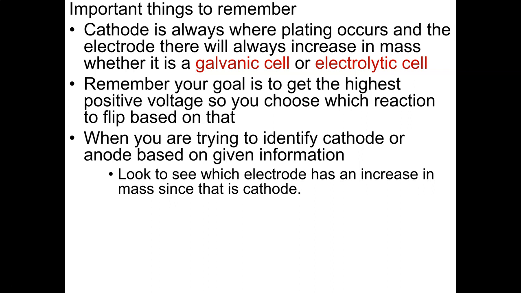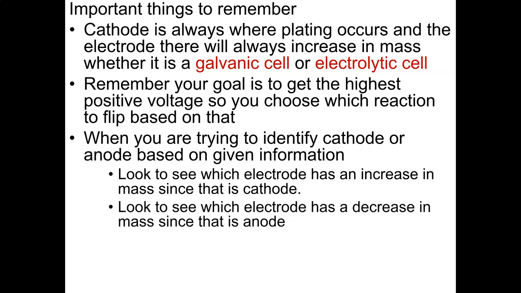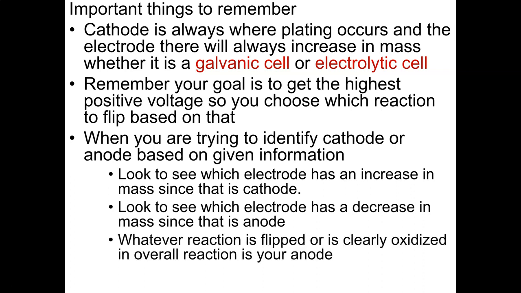You're like, okay, well, they told me this. That's my cathode. The other thing has to be my anode. Look to see which electrode has a decrease in mass. That's the anode. They could also tell you that, and that'll help you identify the anode and cathode that way too. Whatever reaction is flipped or is clearly oxidized, which means the electrons are on the product side, in an overall reaction is also your anode.